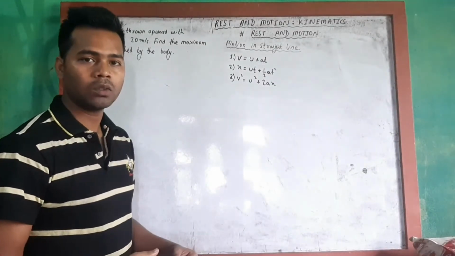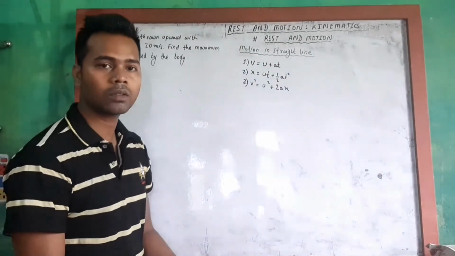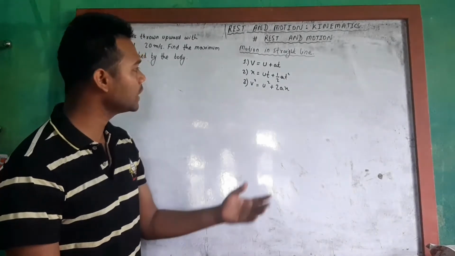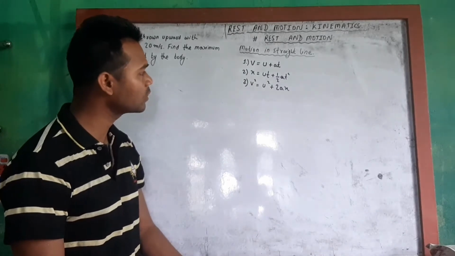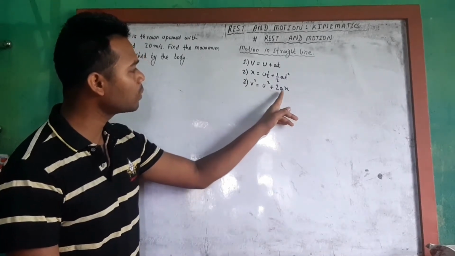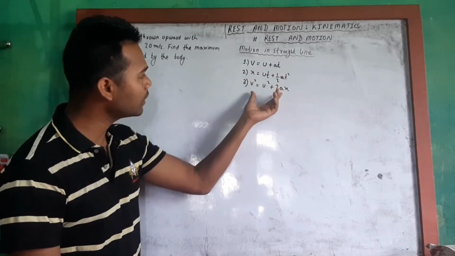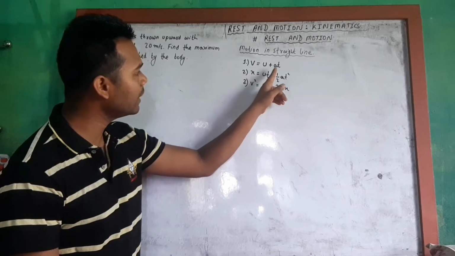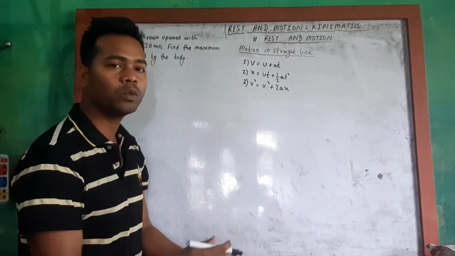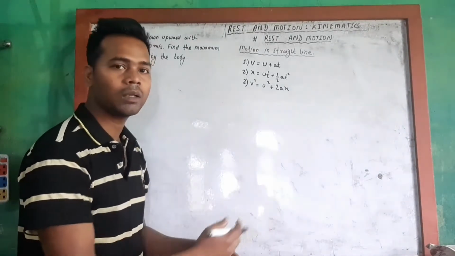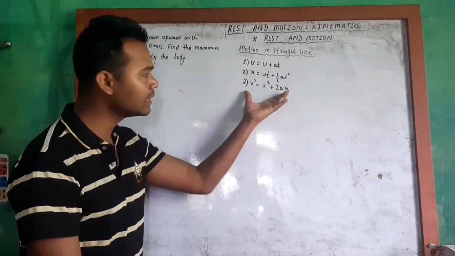So we have studied the equations of motion for a body moving in a straight line with constant acceleration. Those equations are written here: v is equal to u plus at, x is equal to ut plus half at square, and v square is equal to u square plus 2ax. Here the quantities v, u, a and x may have different signs depending upon which direction, negative or positive, the body is moving. Depending on that, the sign is chosen in these equations.